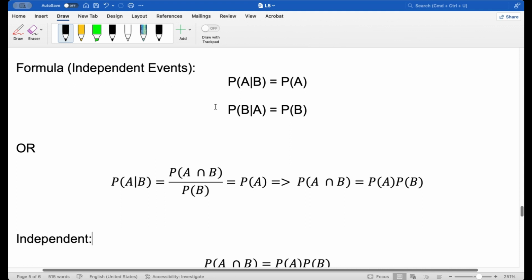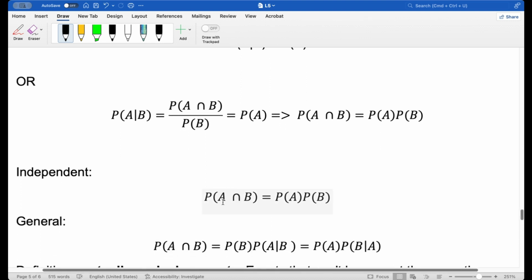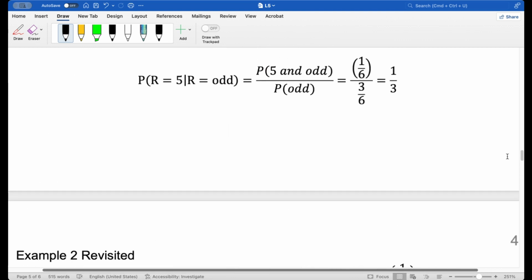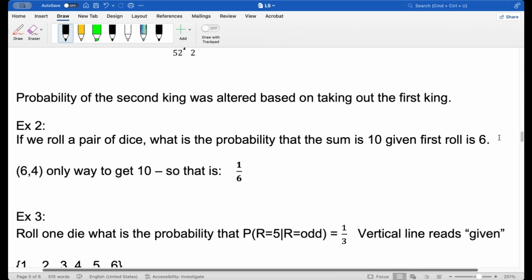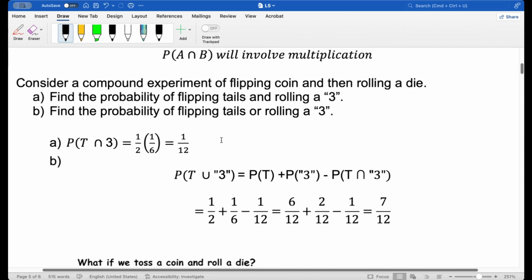So again, for independent events, the probability of A given B is equal to the probability of A. Another computational usage of independent events: the probability of A and B is equal to the product of the probabilities, the probability of A times the probability of B. We used that up here in this example, flipping tails and rolling a 3. Flipping the coin and rolling the die do not impact each other's probabilities. They're independent events, so we can just multiply the probabilities, a half times 1/6.